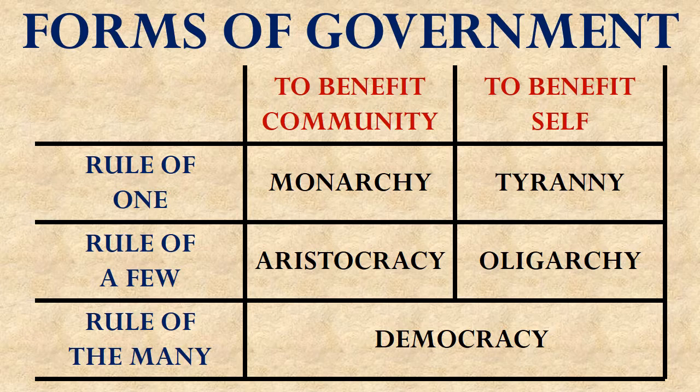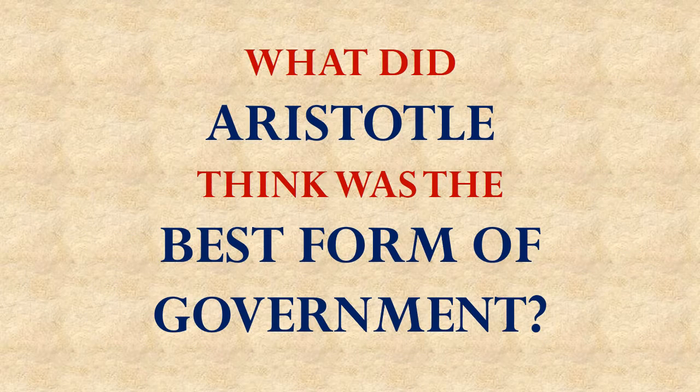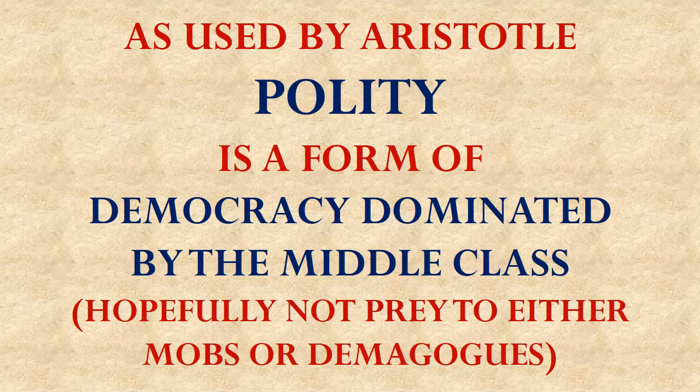But this does not mean that Aristotle thought democracy was a good form of government. In fact, he, along with the founders of the United States of America, thought it was fraught with problems. So, of these options, which did Aristotle think was the best? Aristotle did not choose any of them. Instead, he suggested another option.